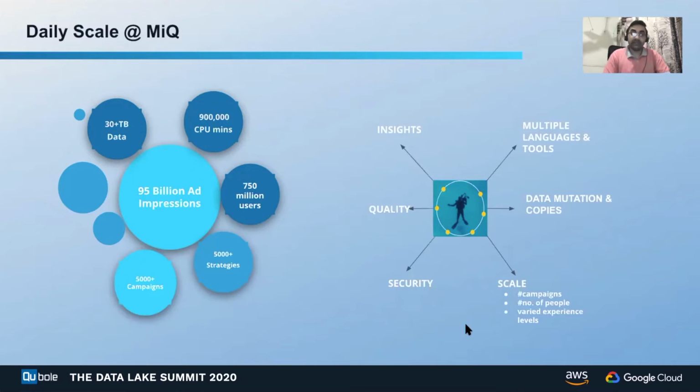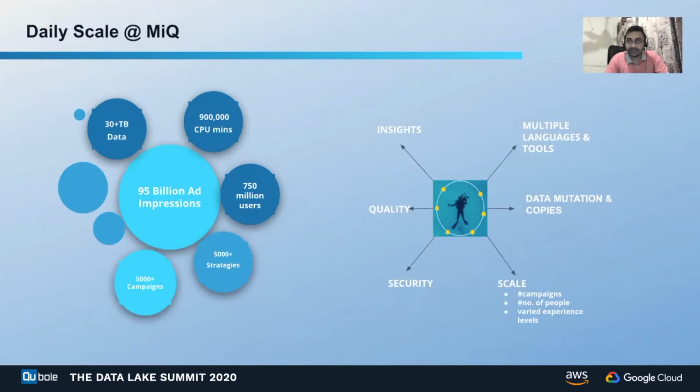the right side, right? You need a quality level of insight. You need multiple languages and tools. The richness can be expanded. We use Java, Scala, Kotlin, Python, Spark, Athena, and whatnot, right? Data mutation and copies are a very tough nut in itself to handle, right? And then scale. And scale is known only about the data. For us, the variety and veracity also play an important role.